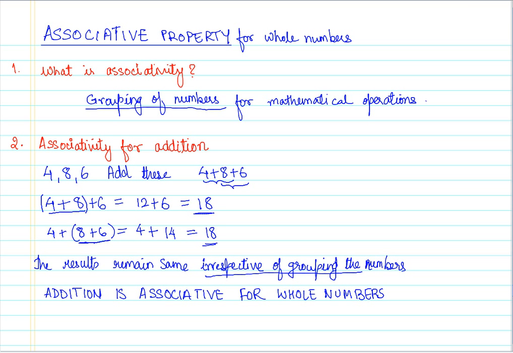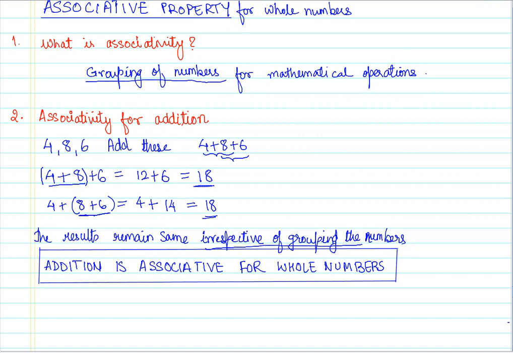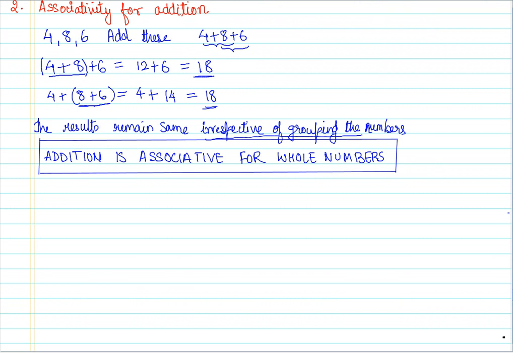So let us box our result for highlighting it. Now this is one of the most important properties. The associative property is one of the most important properties for whole numbers. And why do you think it is important? So let us see the advantages of the associative property for addition.